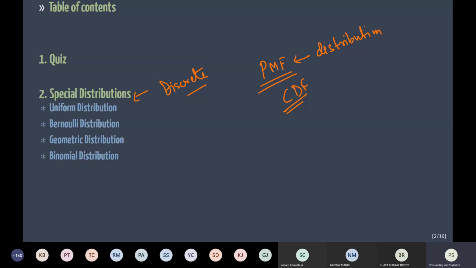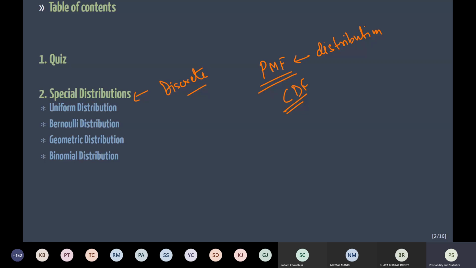So distributions in our case are nothing but PMF, and PMF is something we know. PMF is the probability that x is equal to k for various values of k for the random variable. We are interested in introducing special cases of random variables, random variables corresponding to special distributions.